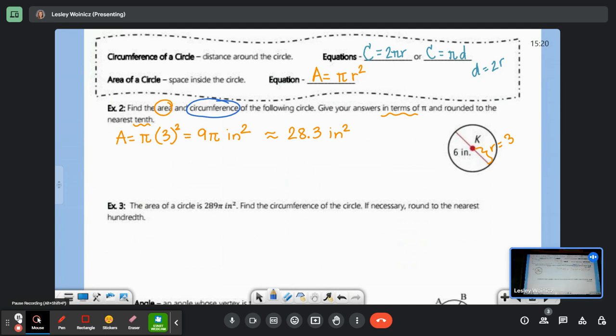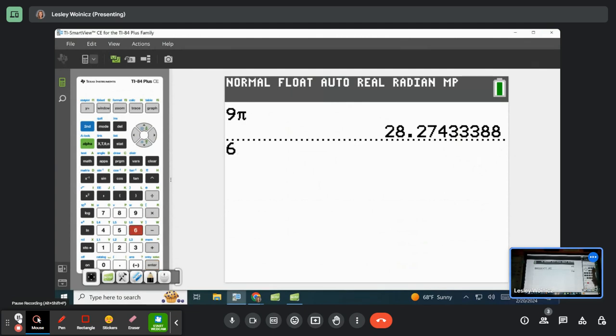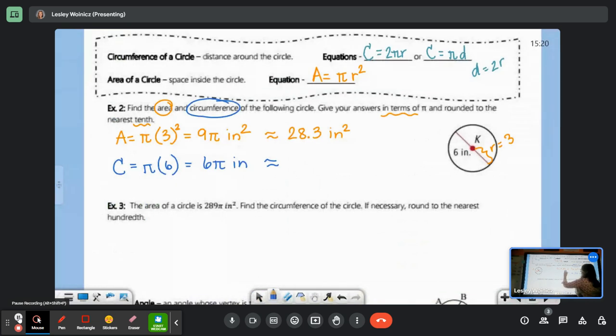All right, let's do the circumference. Since they gave us the diameter, let's use that one. So circumference equals pi times the diameter, which was 6. In terms of pi, it would just be 6 pi inches. And then rounded to the nearest tenth, 6 pi. I'm getting 18.8. Easiest problems in the world.